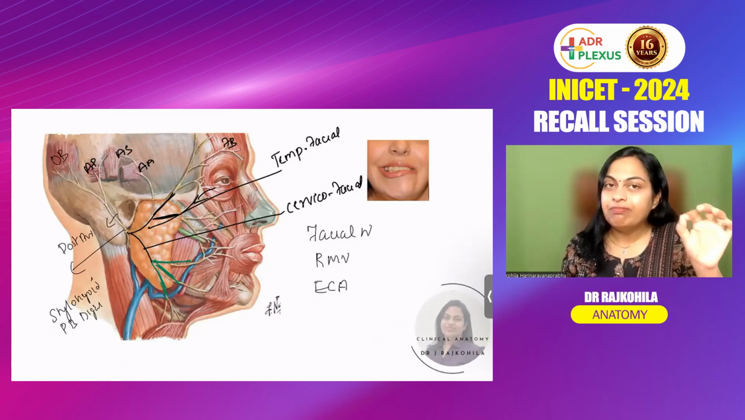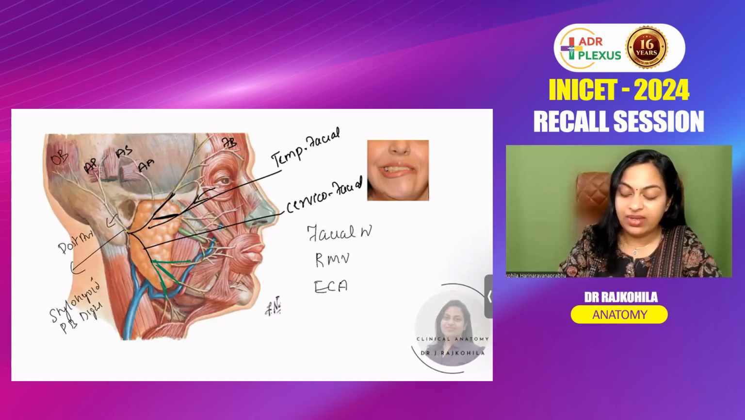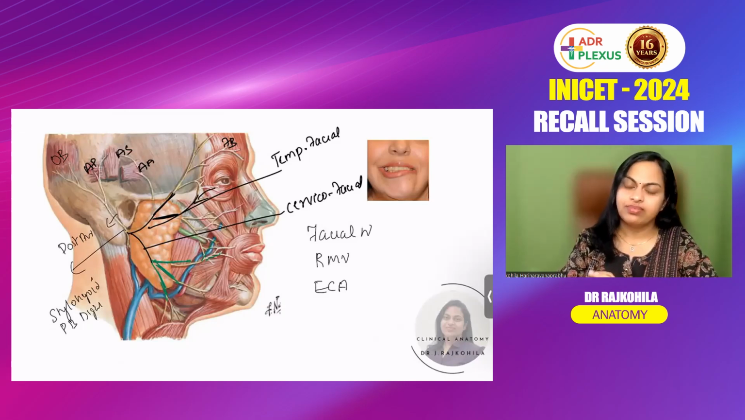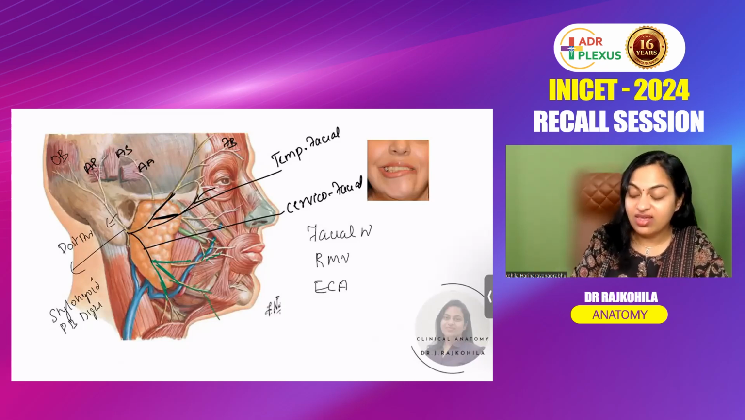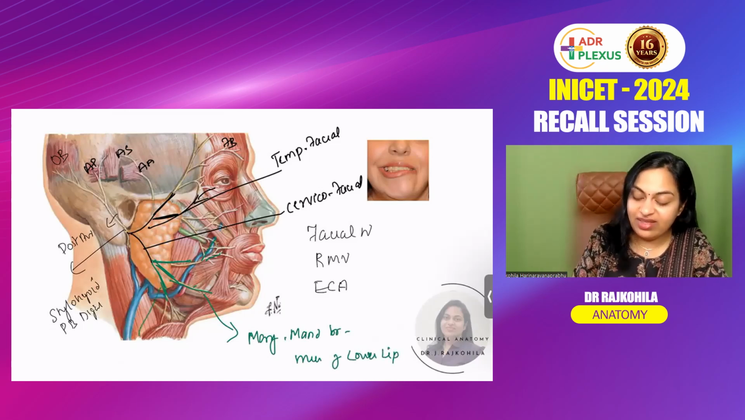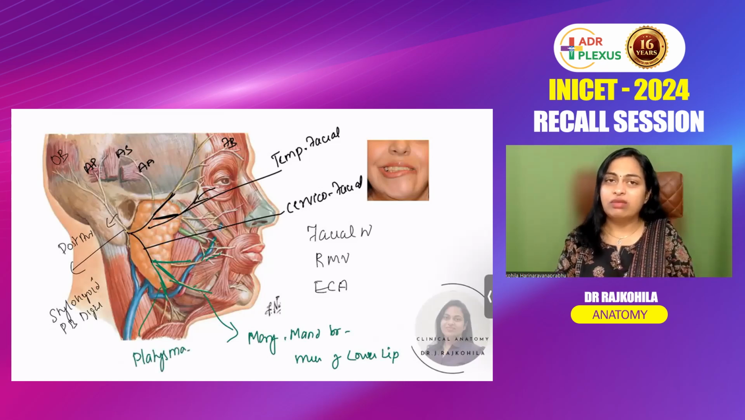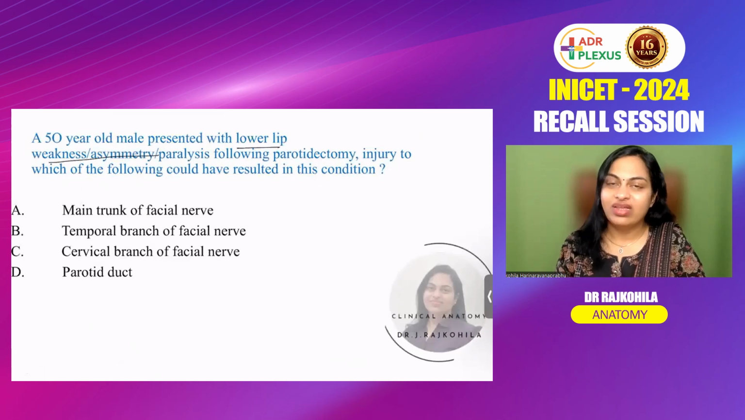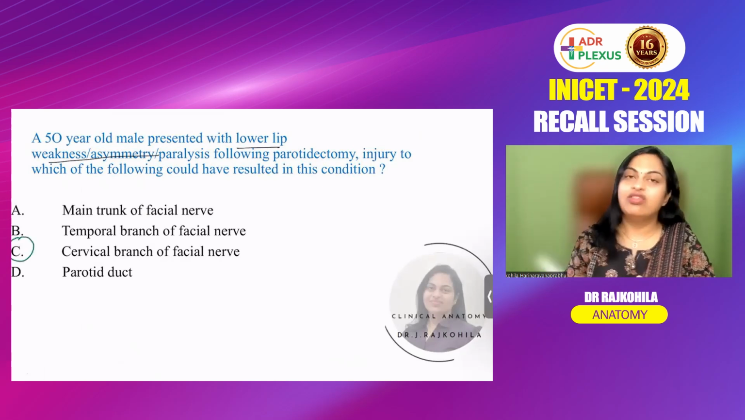The buccal branch typically lies below the parotid duct. It divides into superficial and deep branches to supply the muscles of the upper lip, and the lower buccal or the deep buccal goes down to supply the buccinator muscle. Okay, the marginal mandibular branch is the one which typically supplies the muscles of lower lip. And the cervical branch is going to supply the platysma. So asymmetry of the lower lip typically indicates damage to which nerve? Marginal mandibular nerve. But that's not given in the options. So the best option to choose from the 4 will be cervical branch of the facial nerve.